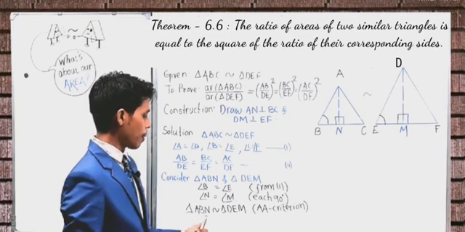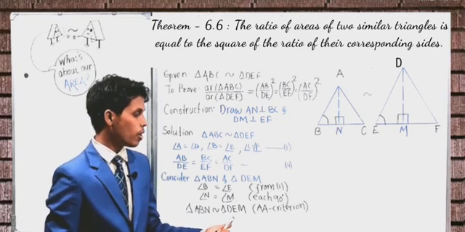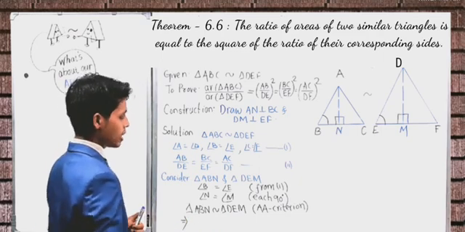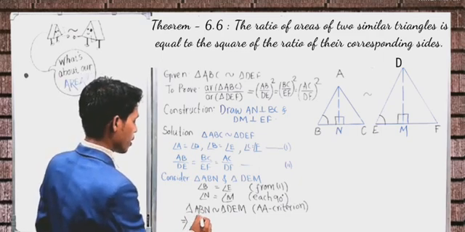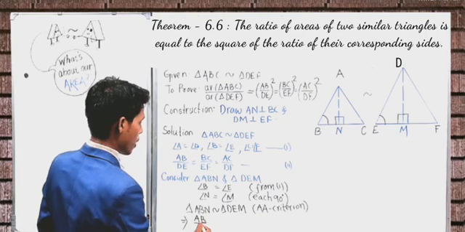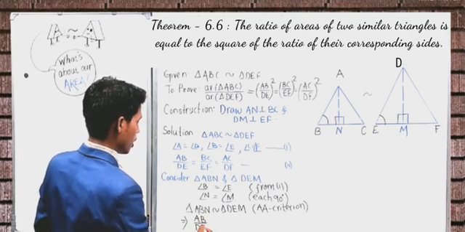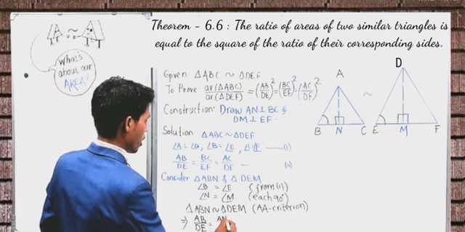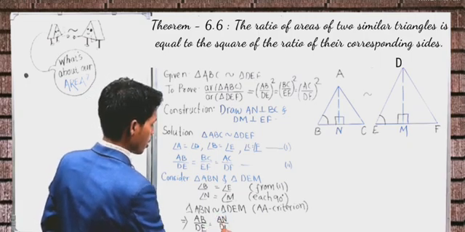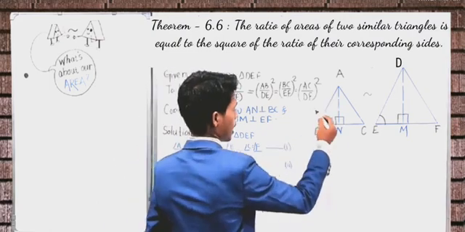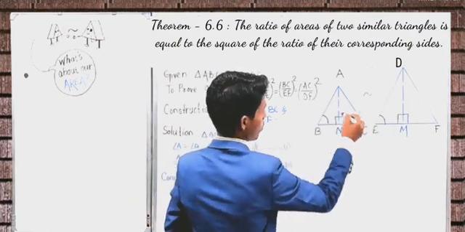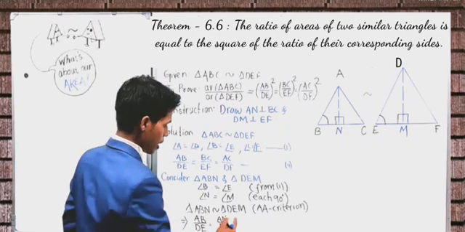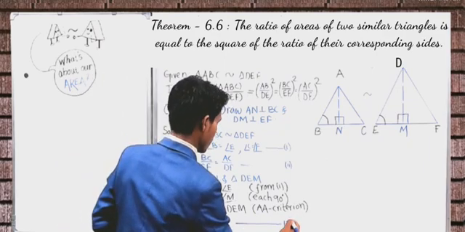So as triangle ABN is similar to triangle DEM, we can write their corresponding sides are in equal ratio, means AB upon DE is equal to AN upon DM. Yes or no? This side upon this side equal to AN upon DM. So let's take it as point number 3.